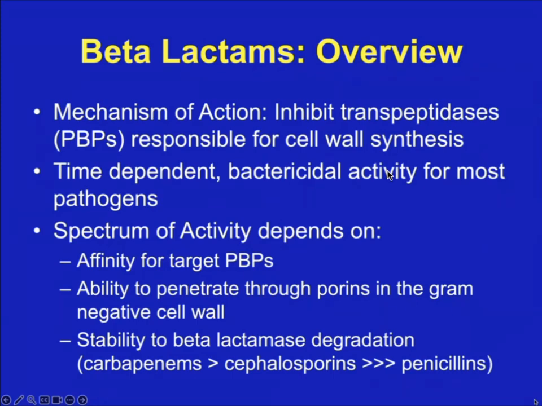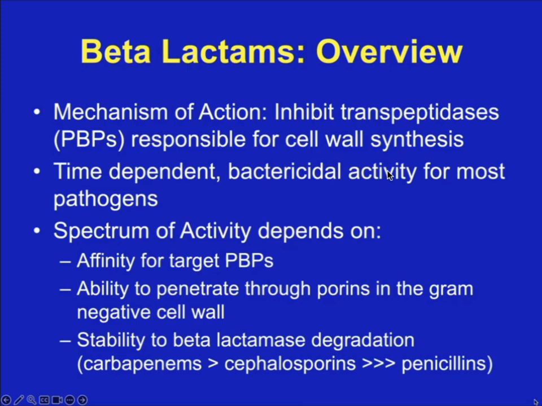Quick overview of antibiotic classes. This should be like a review. Beta-lactams. Mechanism of action: again, it works against the cell wall, but it actually inhibits transpeptidases, the penicillin binding proteins. Concept: time-dependent activity, meaning you have to have time over the MIC. Your level of antibiotic has to be above that MIC number for it to work. Once it dips below, it's below the minimum concentration, so it's not working at that point in time.